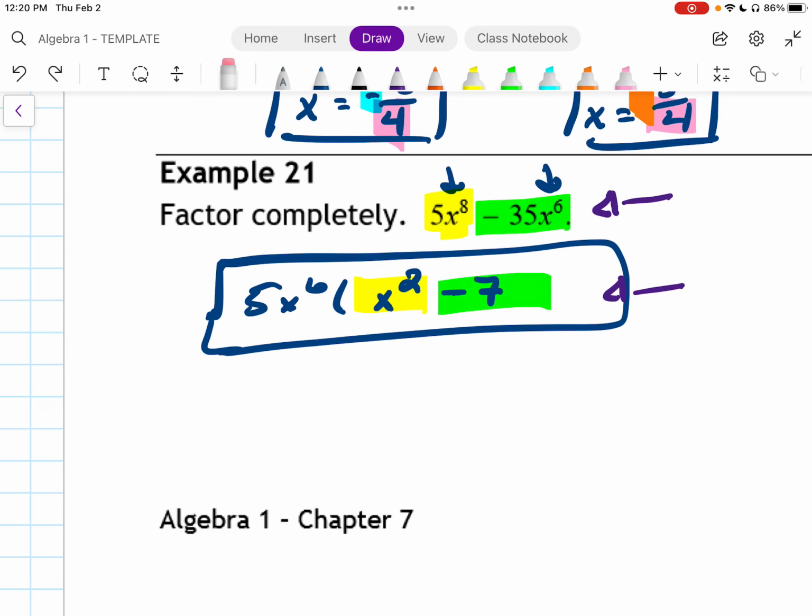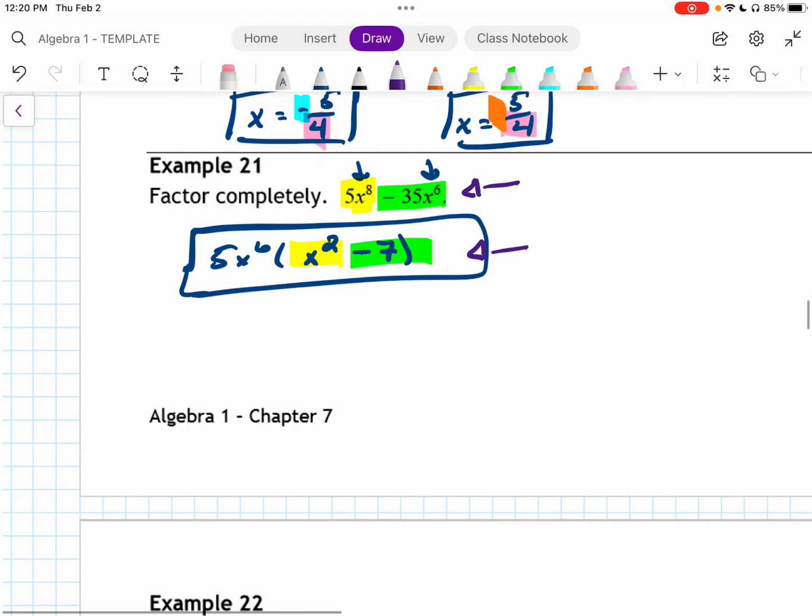Maybe I can, there, that looks a little better. All right, so that is factoring. Let's go on to the next page.